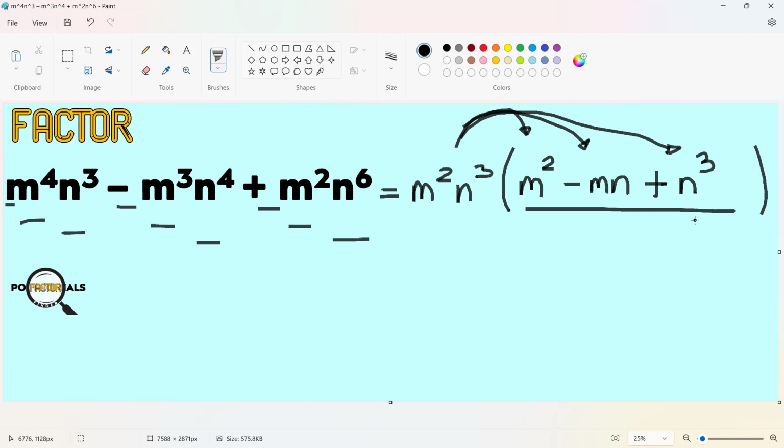To examine whether this is a perfect square trinomial, these conditions must be met. First, the first and the third term should be perfect squares. So you have m squared, which is yes, a perfect square, but n cubed is not. So we still have another condition for the middle term, but since the third term doesn't satisfy the first condition, this is not a perfect square trinomial, so we cannot go in that direction. Let's proceed to the second direction.